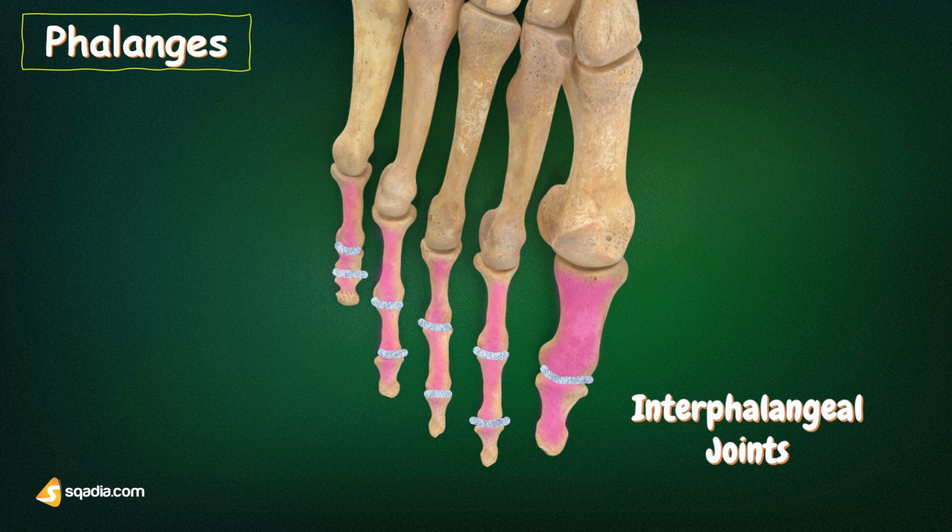There are 2 interphalangeal joints in each toe, except the first toe, which has only one interphalangeal joint. Just like the metatarsal, each phalanx has a base, body, and head.